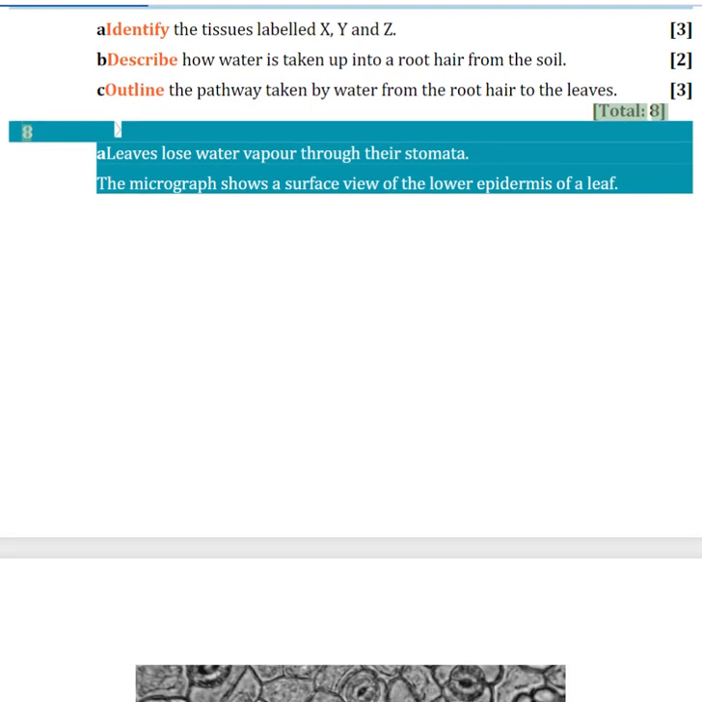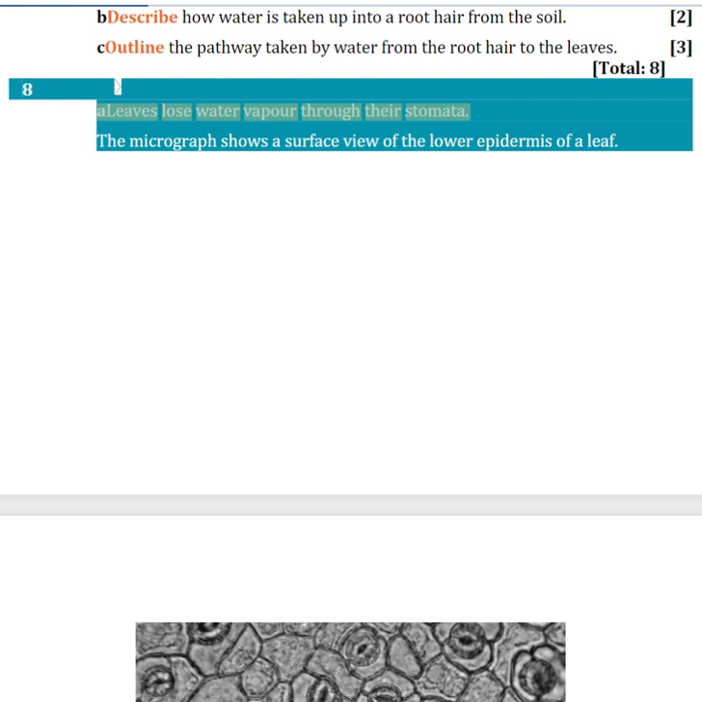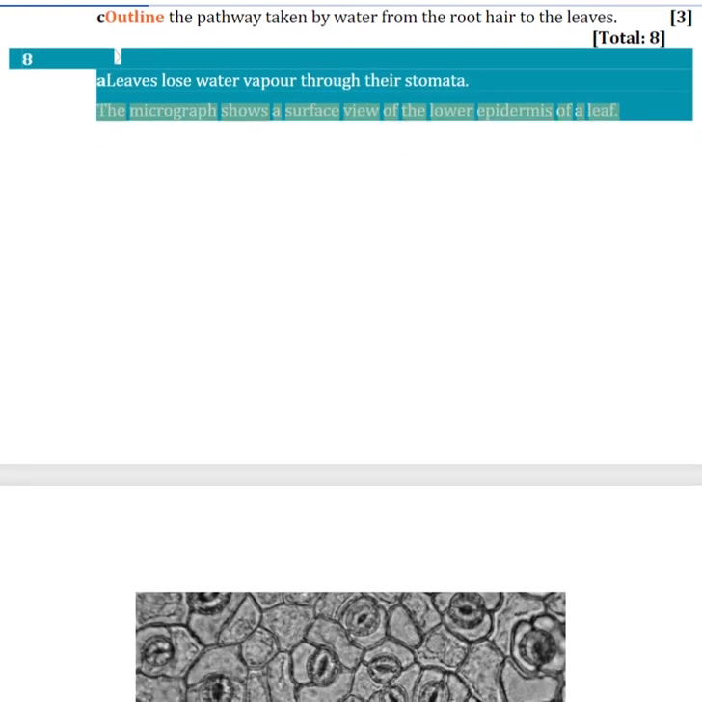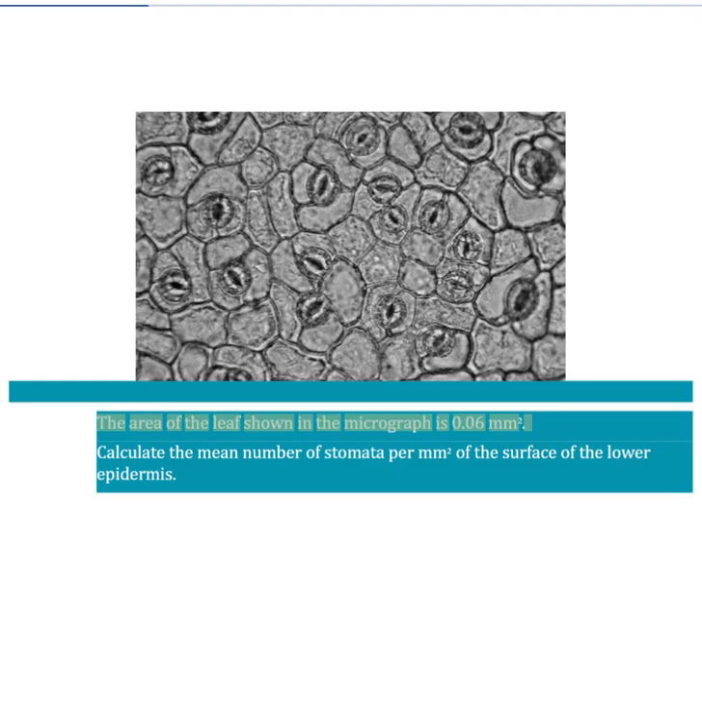8. A. Leaves lose water vapor through their stomata. The micrograph shows a surface view of the lower epidermis of a leaf. The area of the leaf shown in the micrograph is 0.06 square millimeters. Calculate the mean number of stomata per square millimeter of the surface of the lower epidermis. Give your answer to the nearest whole number.